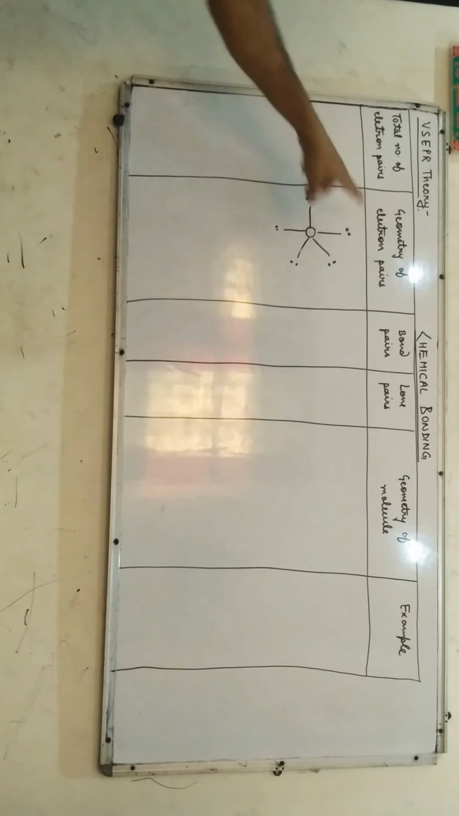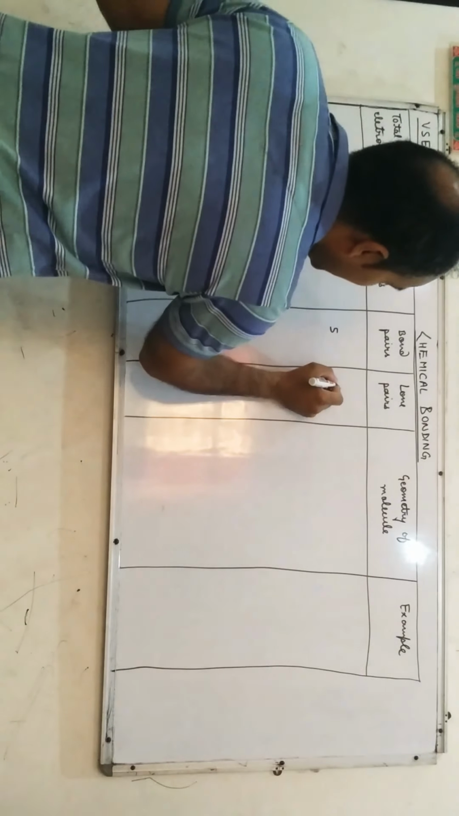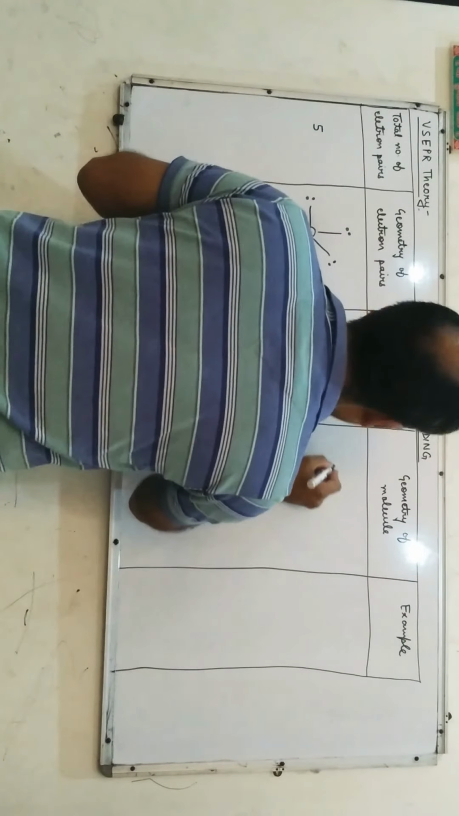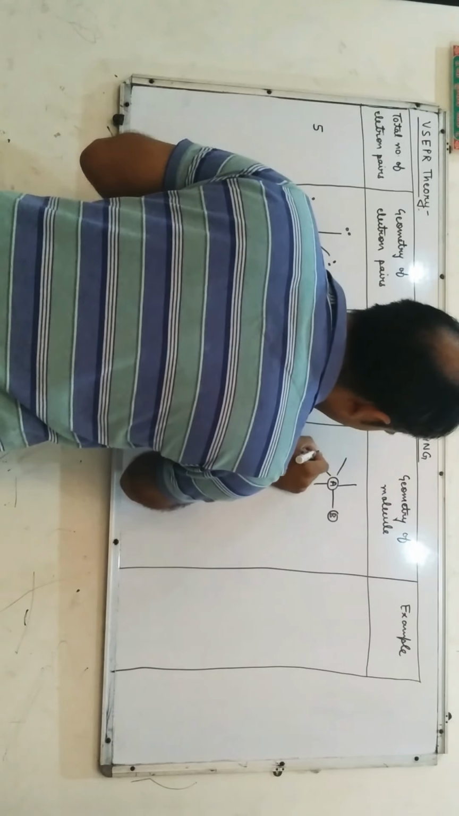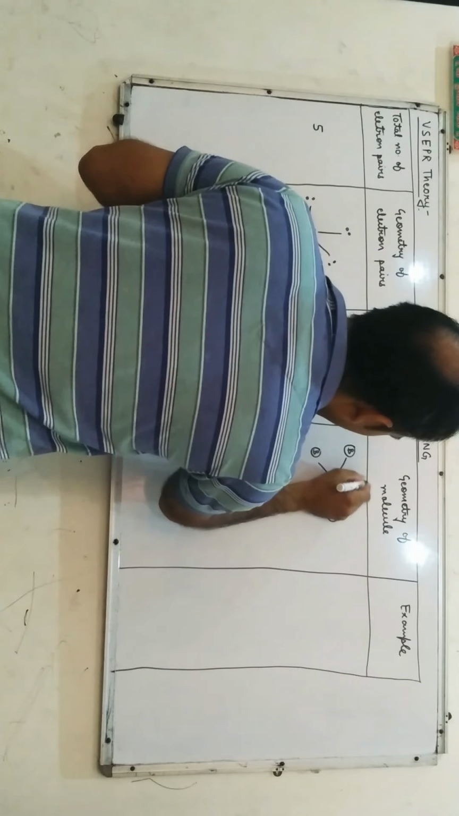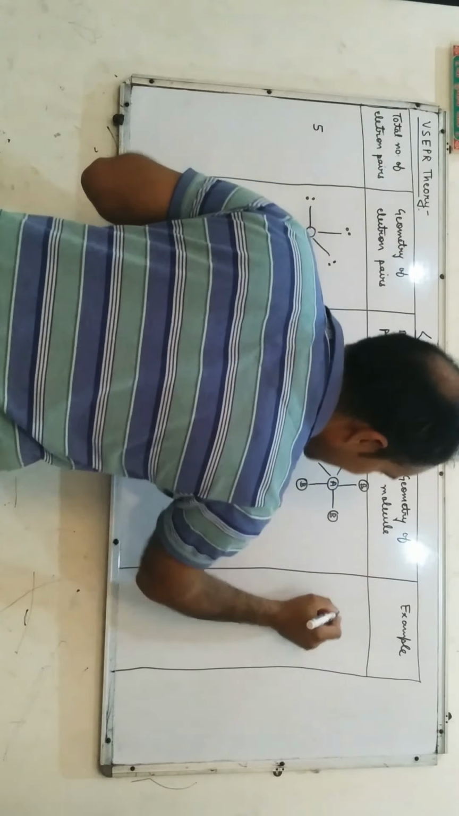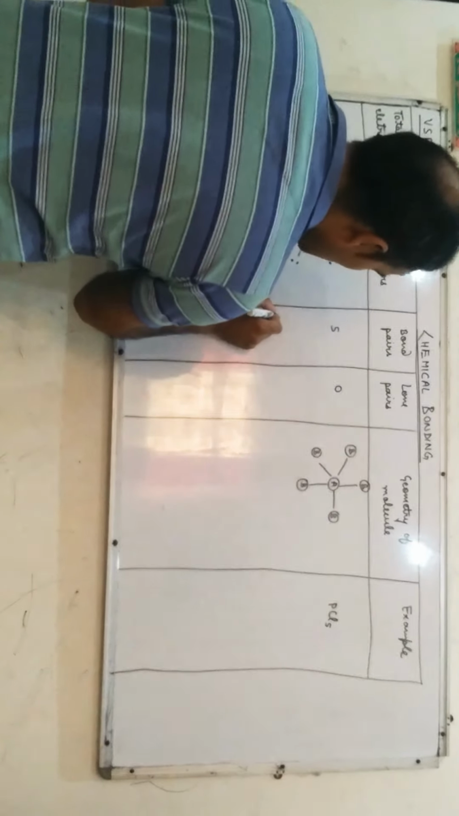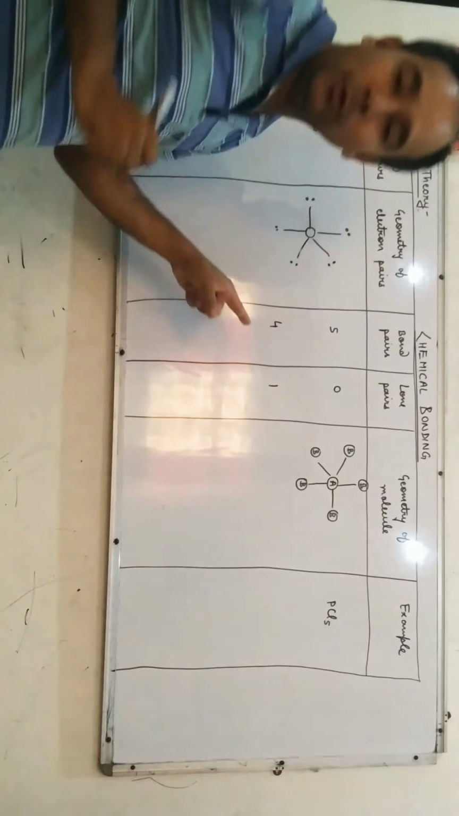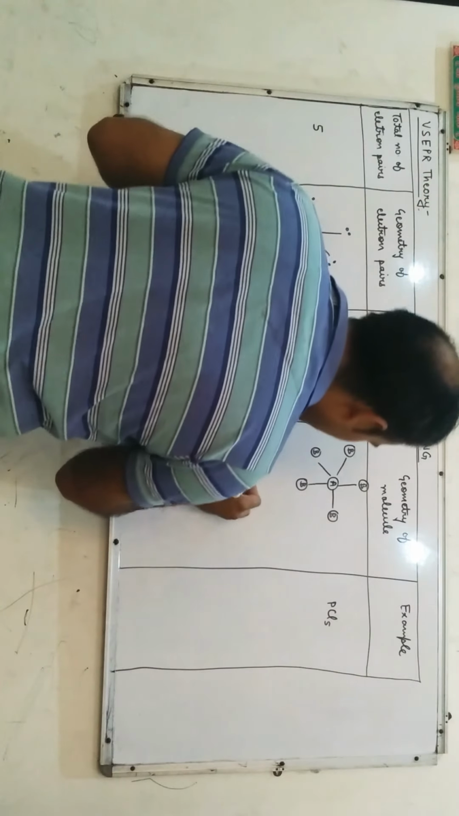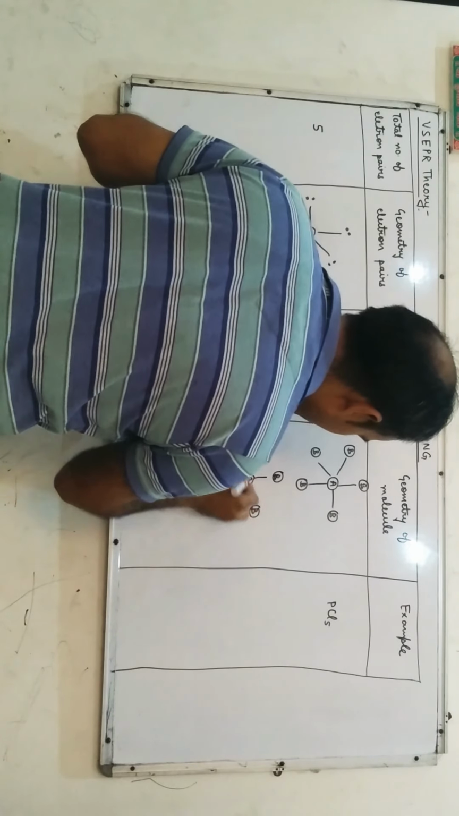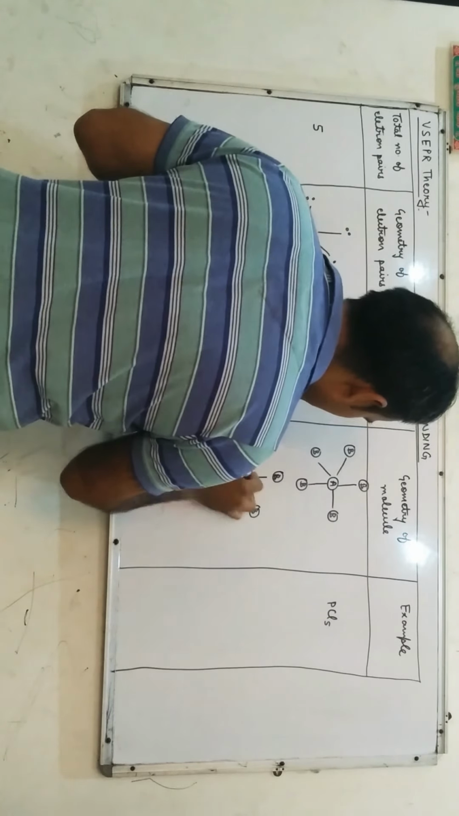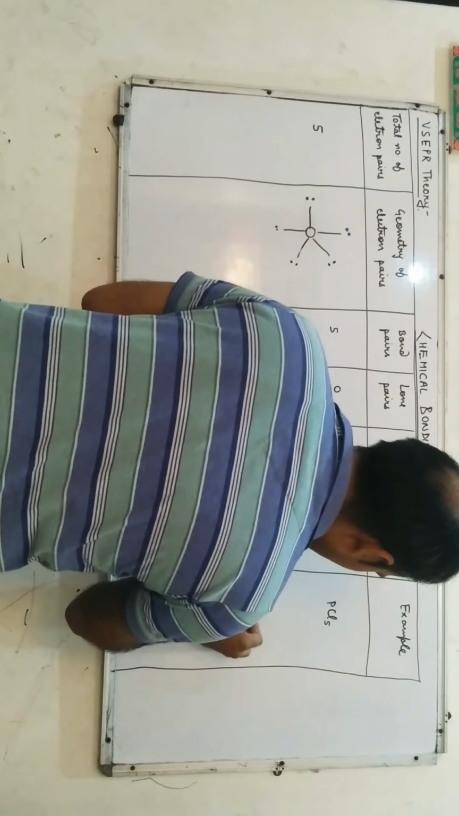Now suppose all are bond pair, 0 lone pair is there. The shape of molecule will be trigonal bipyramidal. The best example of it is PCl5. Suppose bond pair are 4, lone pair is 1, then the shape of molecule will be like this manner and the best example of it is SF4.